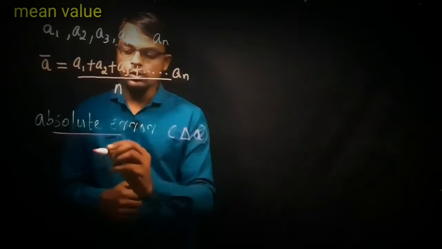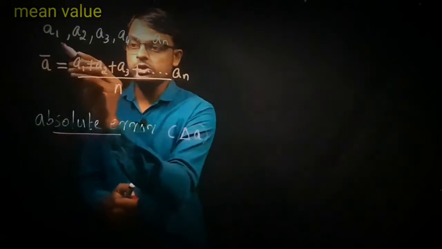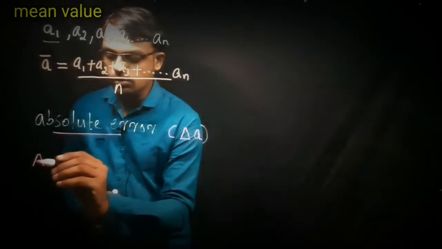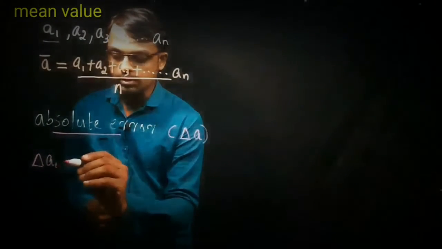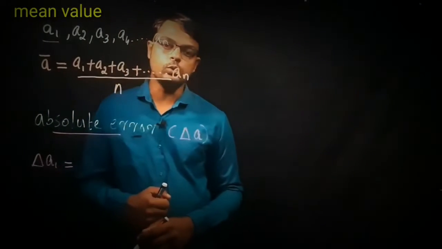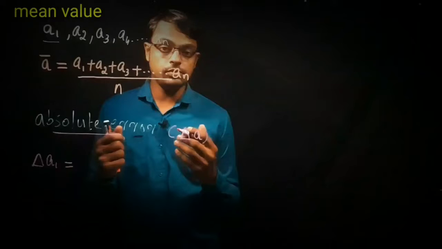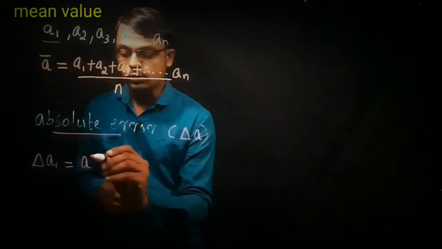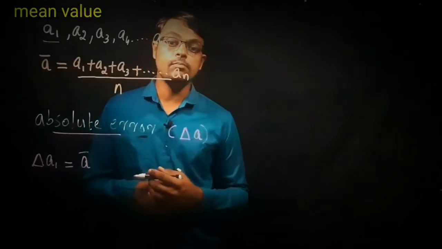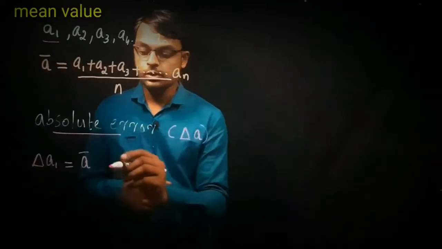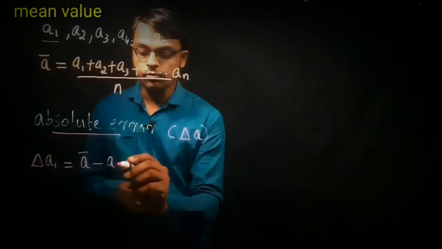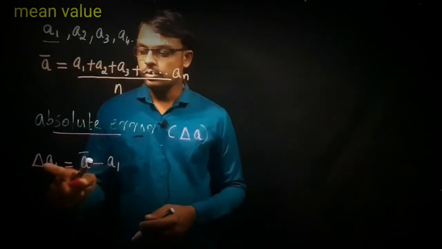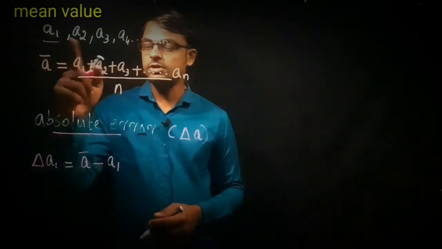So the first point: what is the absolute error in the first measurement? The first measurement is A1. So I can write the absolute error in the first measurement, delta A1, is equal to, by the definition we have discussed, the difference between the true value and the measured value. What is the true value we have treated as? That is the arithmetic mean, A bar, minus A1. The true value minus the measured value. We got the absolute error in the first measurement.